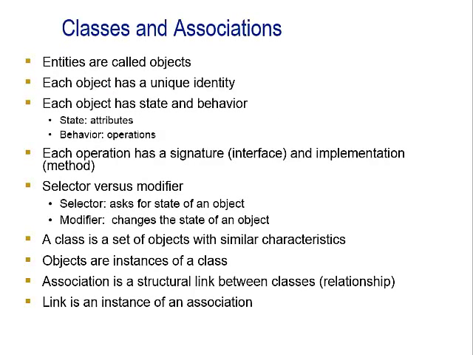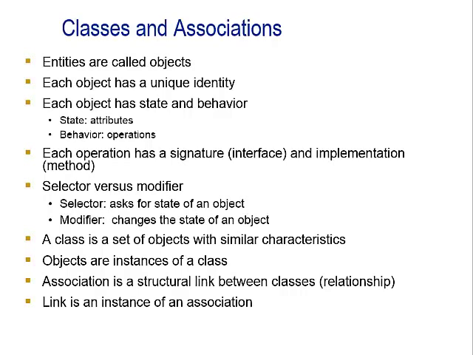Let's now zoom a bit further into the UML class diagram. In the UML class diagram, two key concepts are classes and associations. Classes are what we refer to as entity types in the ER model. Associations are what we refer to as relationship types in the ER model. Entities are called objects. Each object has a unique identity. Each object will typically have a unique identifier. Think of it as a key attribute type or a primary key.